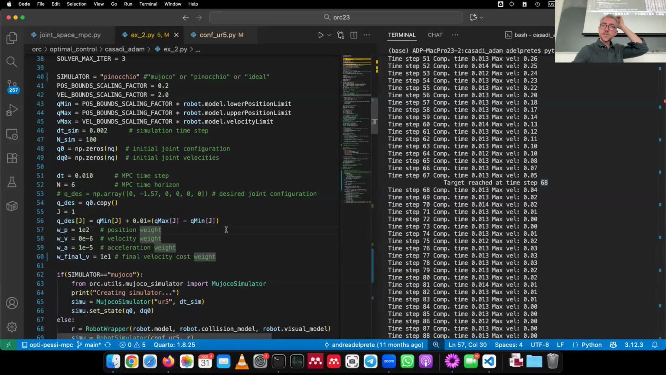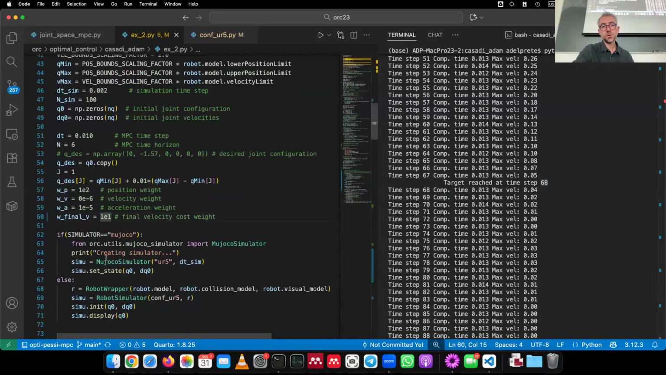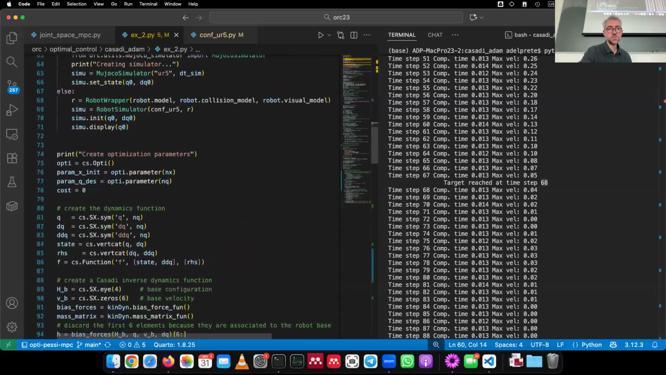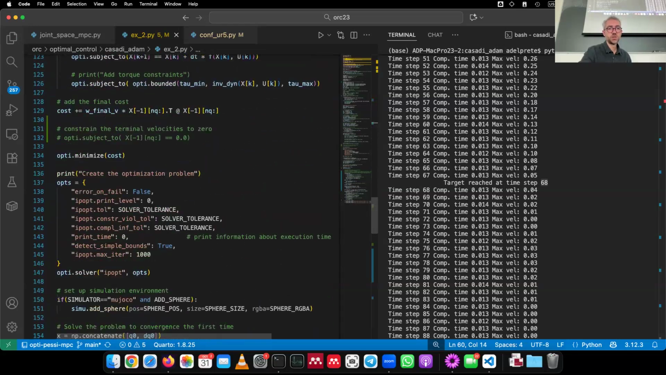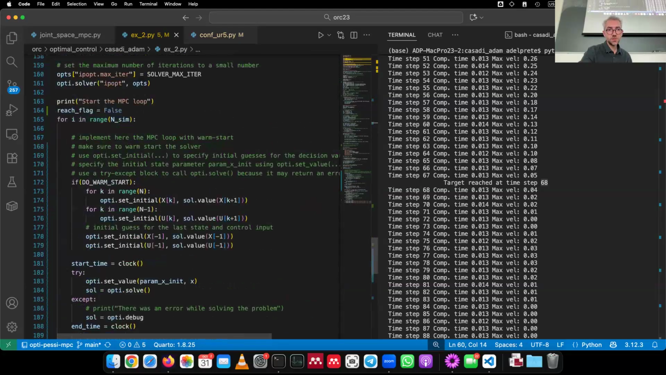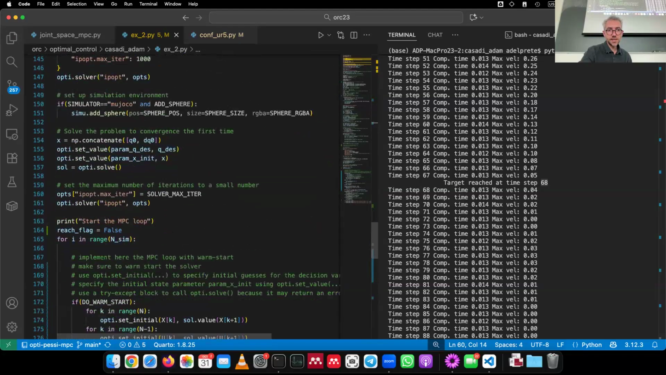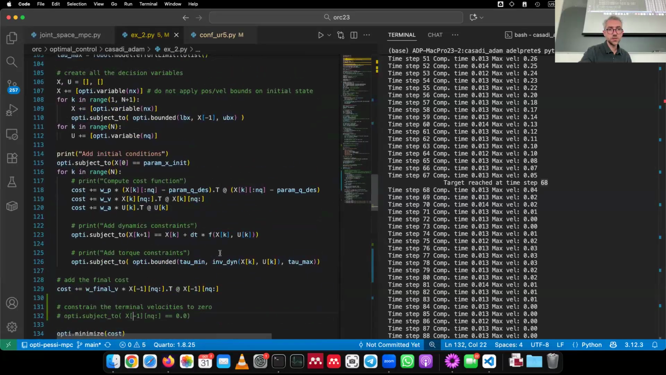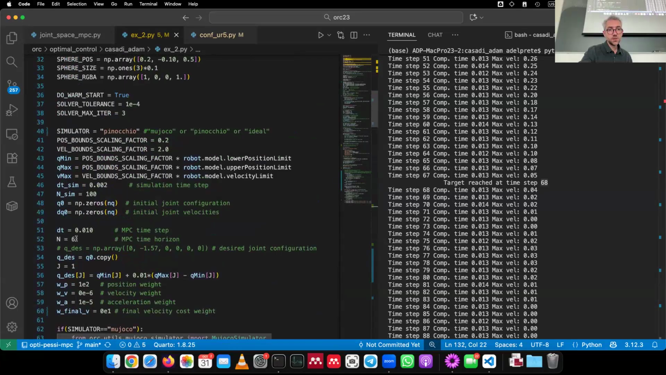So let's see a couple more things on this example. What could be another way to make the controller work well without relying on terminal cost and terminal constraint? So now I set the terminal cost to 0. The terminal constraint is being removed. We can simply try to increase the horizon.